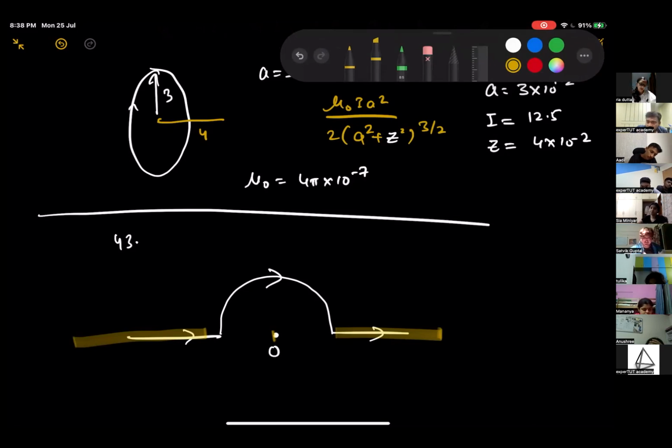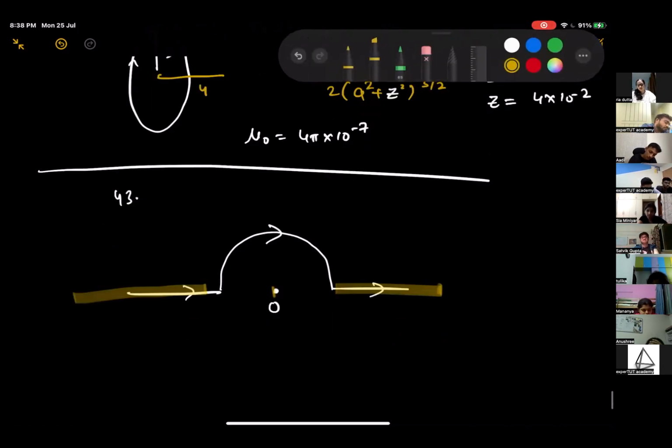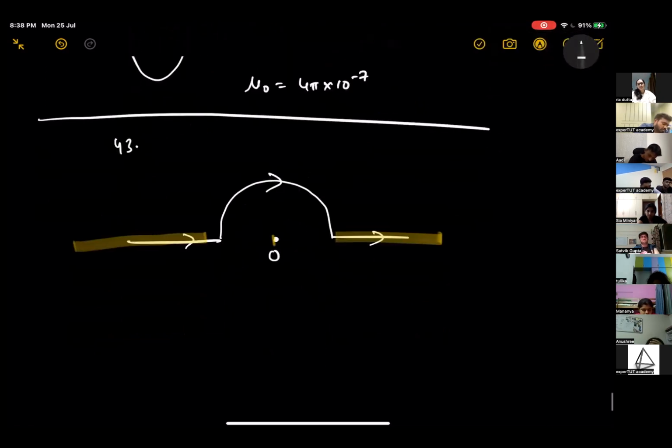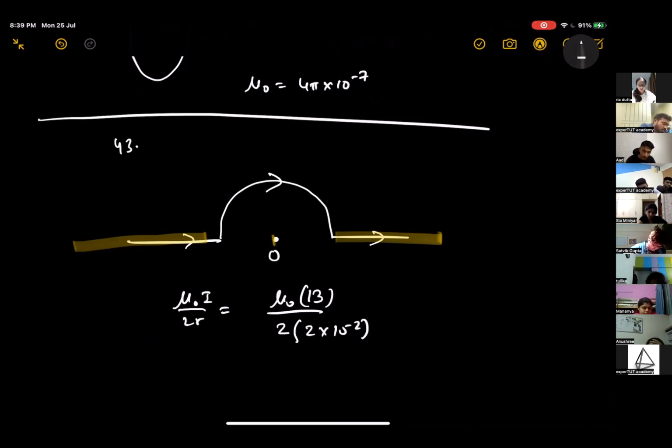That is given to be this much. We'll see why it is this much. Look, what is the magnetic field? It is mu naught I by 2r, right? So what is the value of mu naught I? 13 divided by 2. What is the radius? 2 centimeters, which means 2 into 10 to the power minus 2.